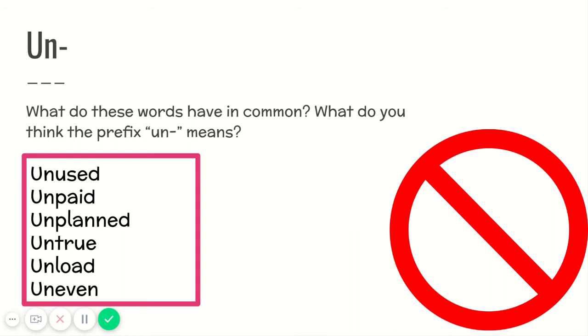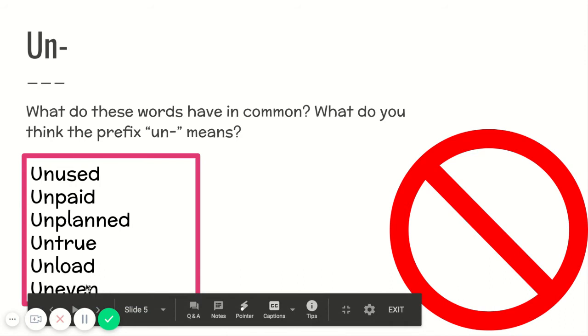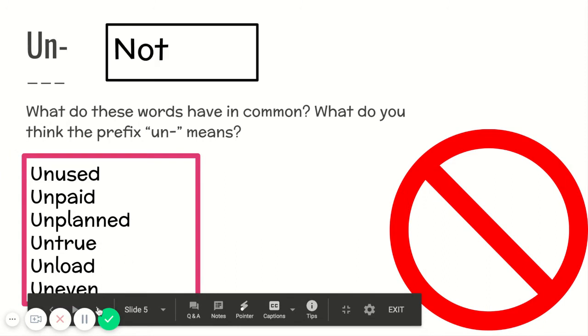What am I saying? Or what are you saying if you say that they're uneven? Even would mean that they have the same amount, right? But uneven means that they are not even, they do not have the same amount. So not even, right? Try to apply what you just learned to the rest of those words. So not used, not paid, not planned, not true, okay?